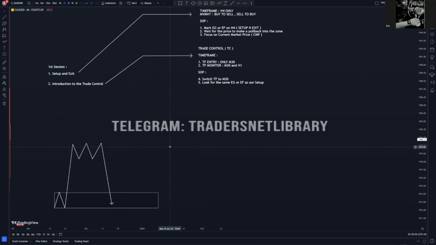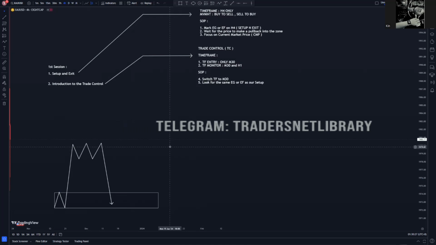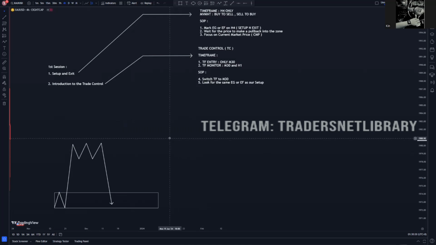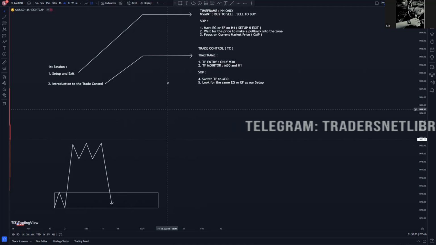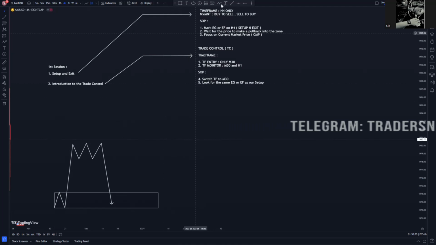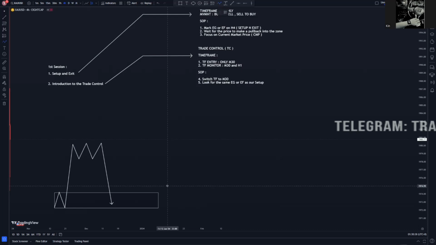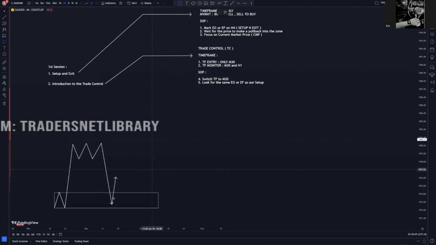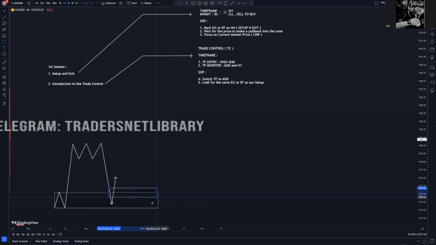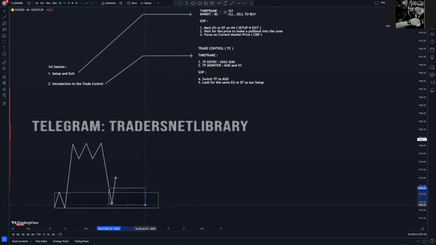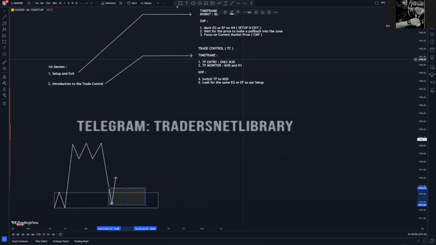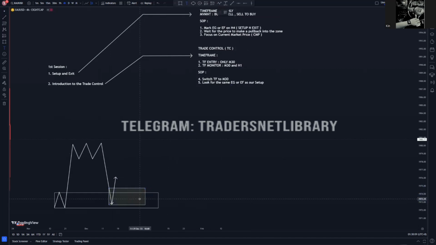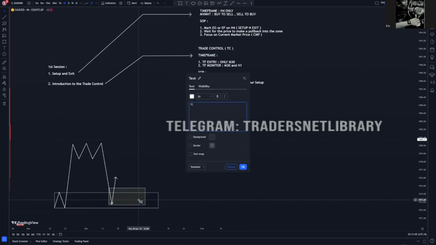Okay. After we switch the time frame to M30, we need to look for the same ED or the same EF as our setup. Right now we are currently in the buy setup, so of course we need to look for an ED buy, something like this. After the price created this ED buy, we will call it our trade control. So this is our TC.